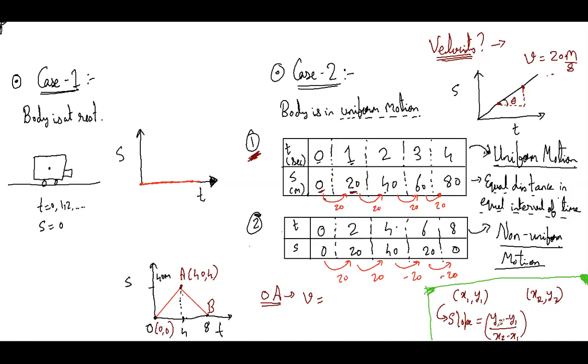So slope can be written as y2 minus y1 by x2 minus x1. So this is 40 minus 0 divided by 4 minus 0. So this is 10 meter per second. So good. Some people got the right answers. That is very nice.